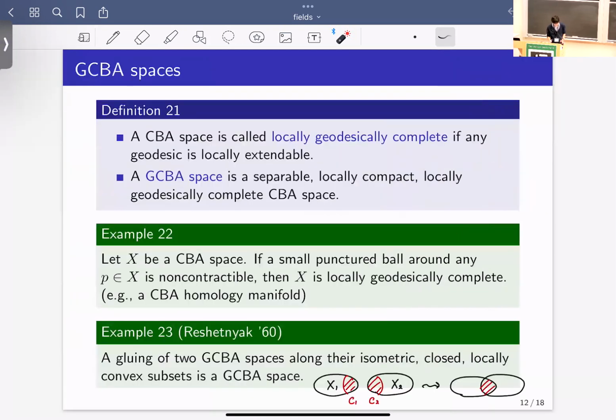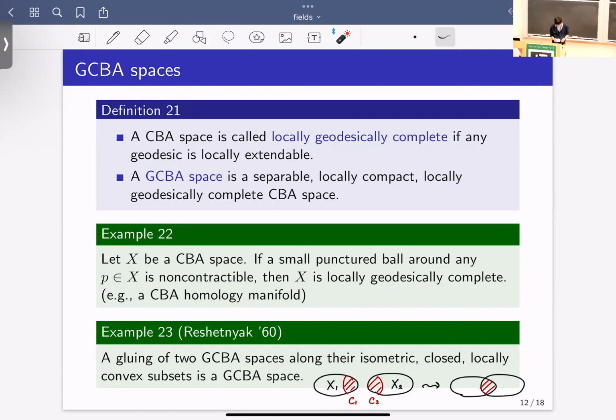Okay, so let's begin by defining a GCBA space. We say that a CBA space is locally geodesically complete if any geodesic is locally extendable. Here, geodesic means a locally shortest path, as in Riemannian geometry. And a GCBA space is a separable, locally compact and locally geodesically complete CBA space.